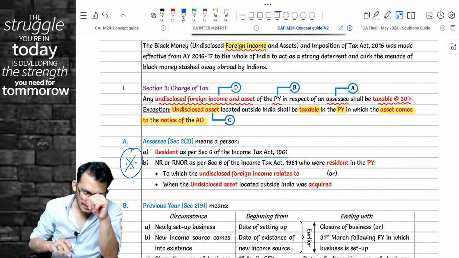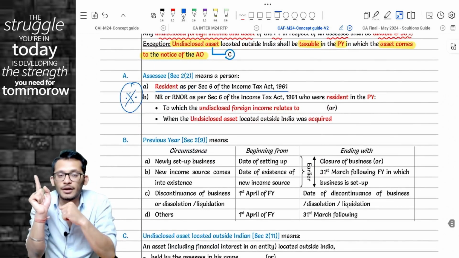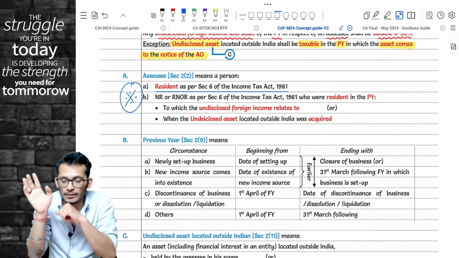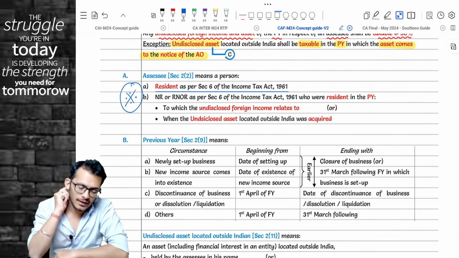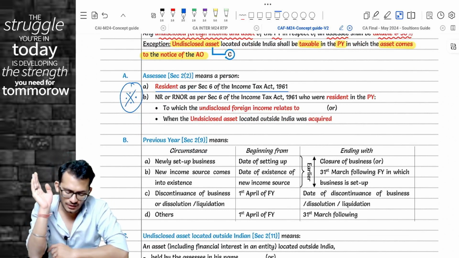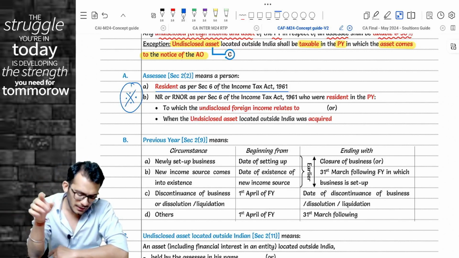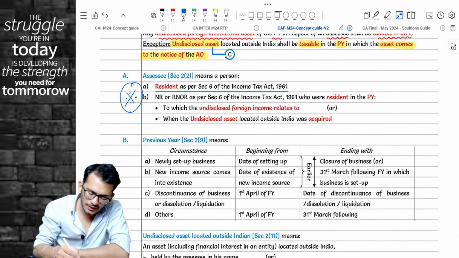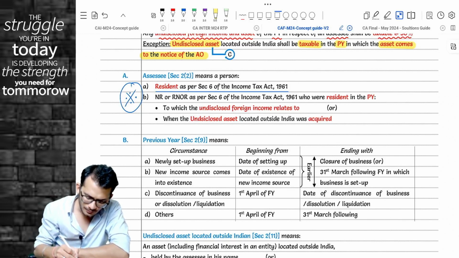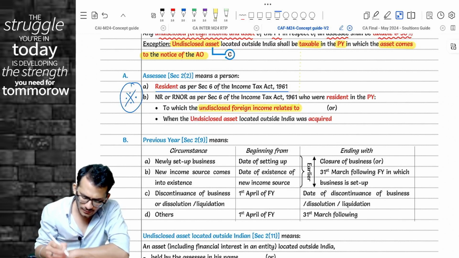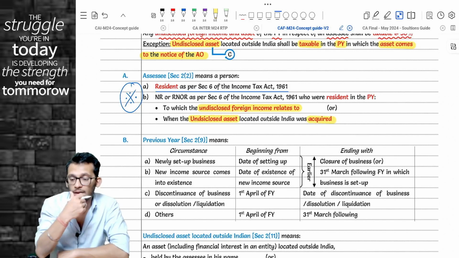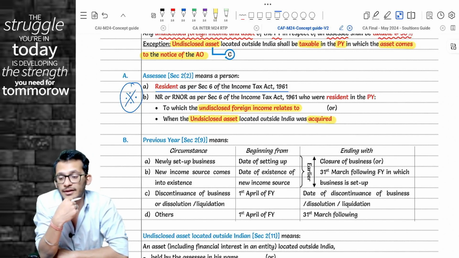Second definition of assessee: it says any kind of non-resident or an RNOR, which as per section 6 of the Income Tax Act was a resident in the previous year in which the undisclosed foreign income relates to, or the undisclosed asset which is located outside India was acquired.